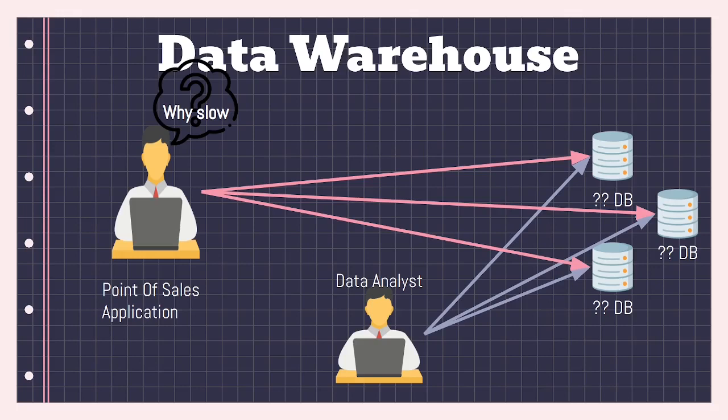Nobody in the supermarket would want to be waiting in long line queues to purchase a product, because a data analyst in the background is running huge queries pulling out millions of records from the same database that the point of sales application is working on. So you really don't want this, right? You want the point of sales application to be as fast as possible so that the line in the supermarket can keep on moving as fast as possible.